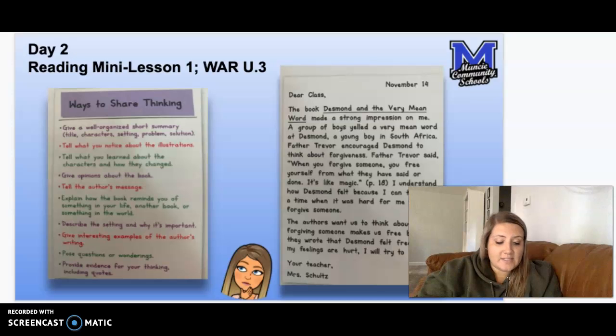Tell the author's message. Explain how the book reminds you of something in your life, another book, or something in the world. Describe the setting and why it's important. Give interesting examples of the author's writing. Pose questions or wonderings, and provide evidence for your thinking, including quotes.